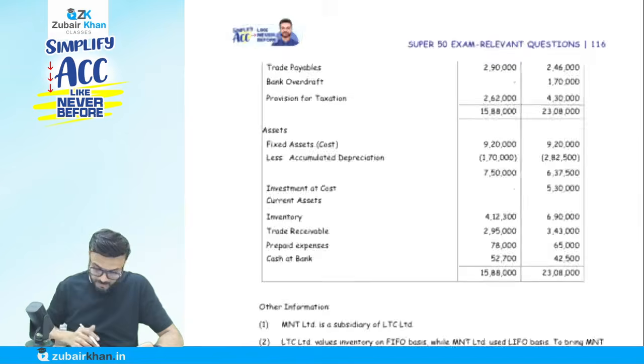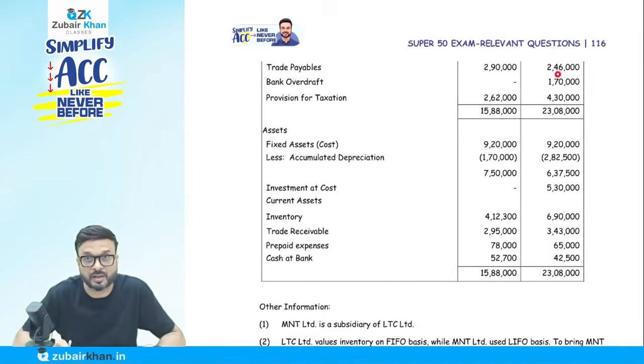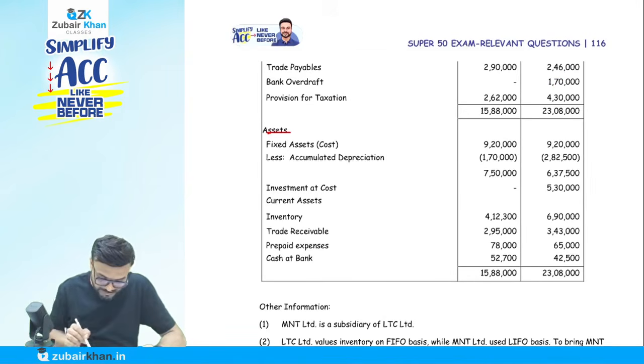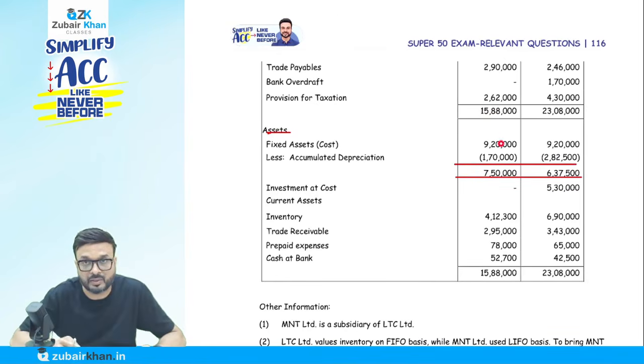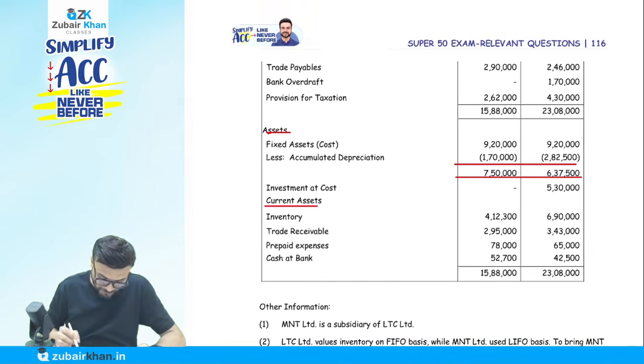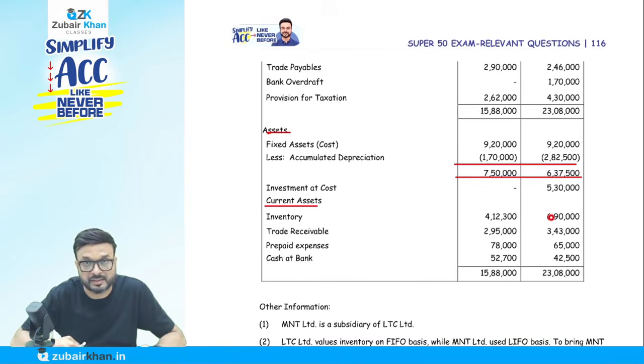Then current liabilities and provisions: trade payable 2,90,000, 2,46,000, bank overdraft dash, 1,70,000, provision for tax 2,62,000, 4,30,000. Then we have the assets. Fixed assets at cost 9,20,000 and 9,20,000, accumulated depreciation 1,70,000, 2,82,500. Then investment at cost dash, 5,30,000. In current assets: inventory 4,12,300, 6,90,000, trade receivable 2,95,000, 3,43,000, prepaid expense 78,000, 65,000, cash at bank 52,700, 42,500.